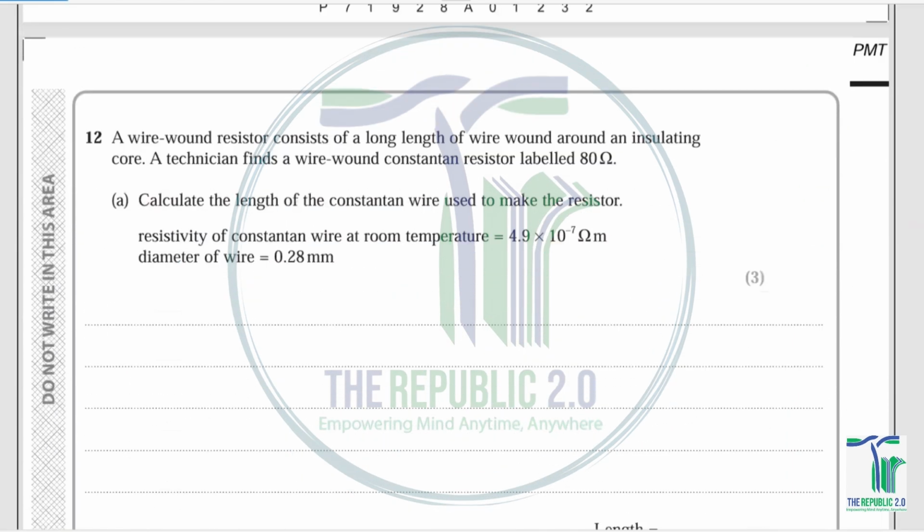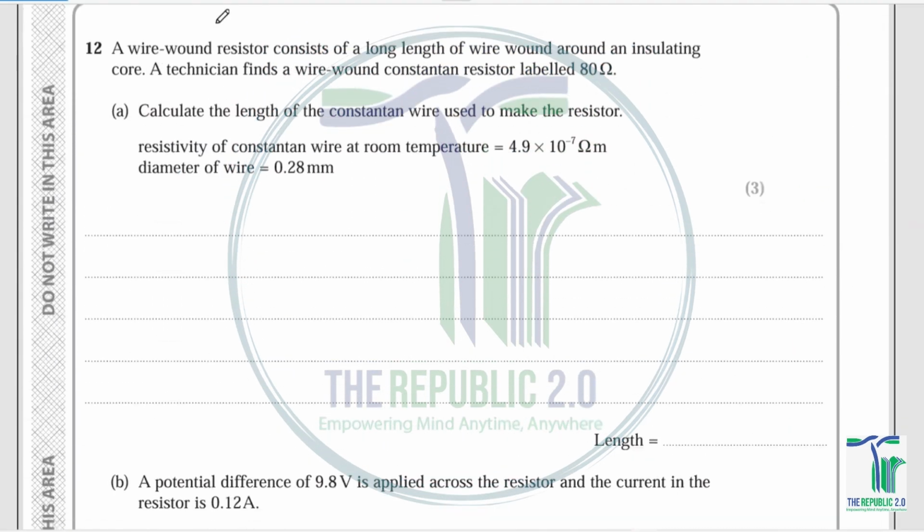Now, next, we've got question number 12. A wire wound resistor consists of a long length of wire wound around an insulating core. A technician finds a wire wound constantan resistor labeled 80 ohms. Calculate the length of the constantan wire used to make the resistor. So we just need to use R equals rho L upon A, and this equation would become L equals R A upon rho. You have got the resistance.